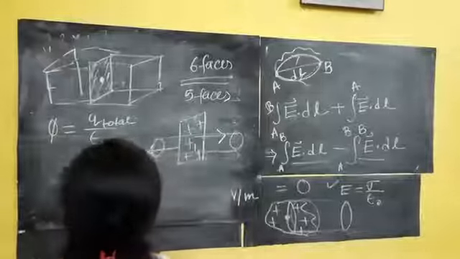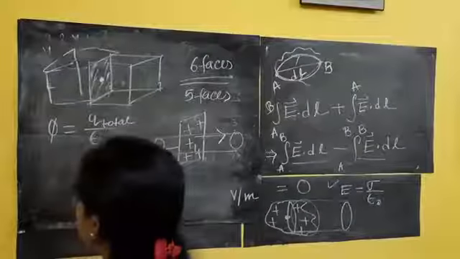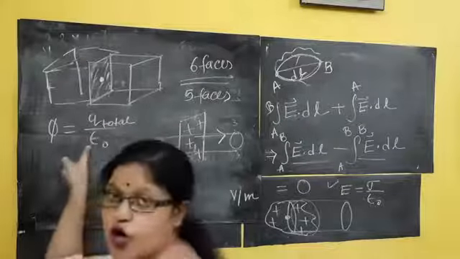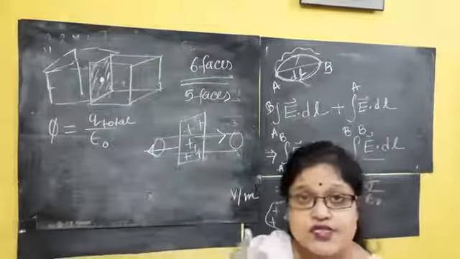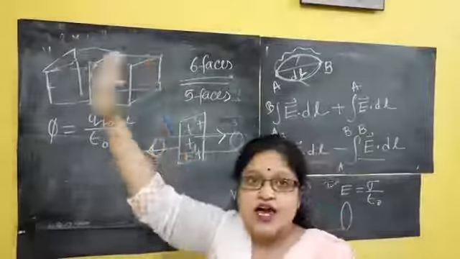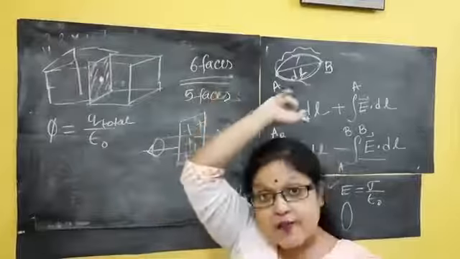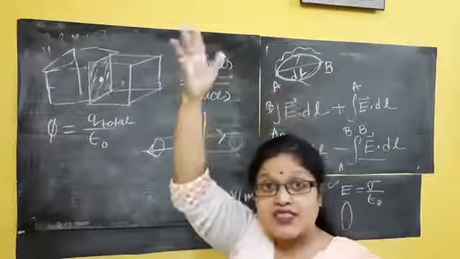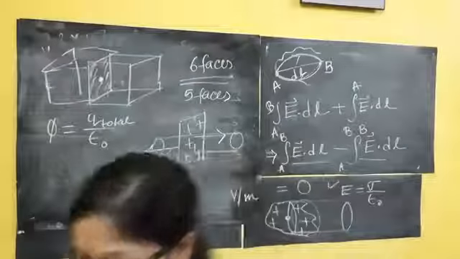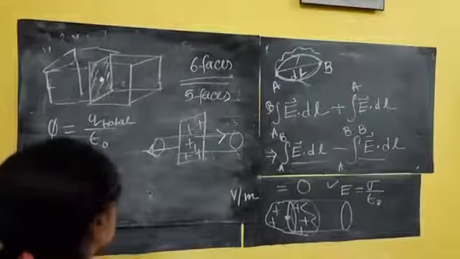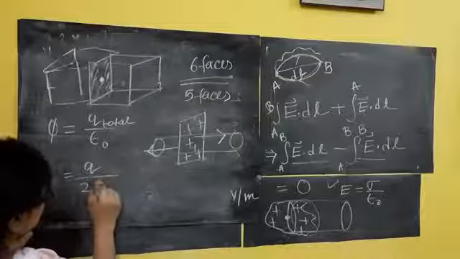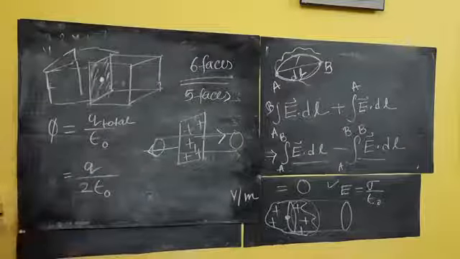Previously, the flux is Q by epsilon 0. Right now, the flux will be Q by 2 epsilon 0 because the flux has been subdivided, because flux goes this side and this side, both sides, as in that parallel sheet problem. Remember that sigma by 2 epsilon 0, both the sides it is going. So like that, the flux I am having right now is Q by twice epsilon 0. Done, no confusion.